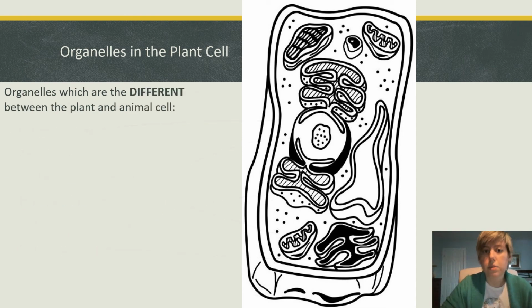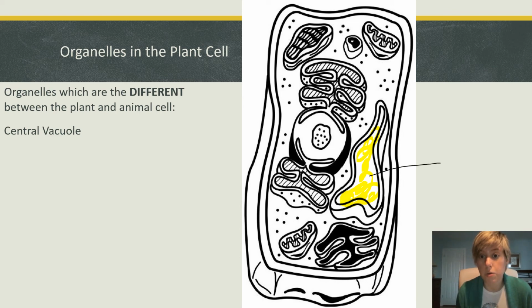So the first thing that we're going to talk about is our central vacuole. Our central vacuole is this big, big structure right here. And it has the same function as the vacuole in our animal cells. It's just really, really big, and there's only one to store everything.